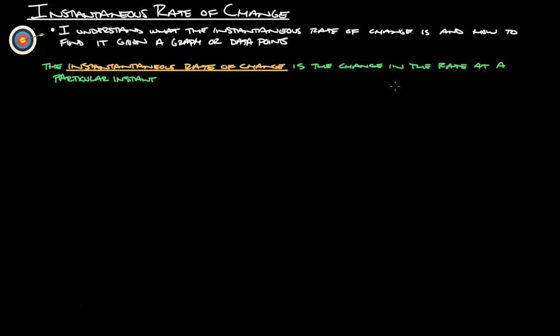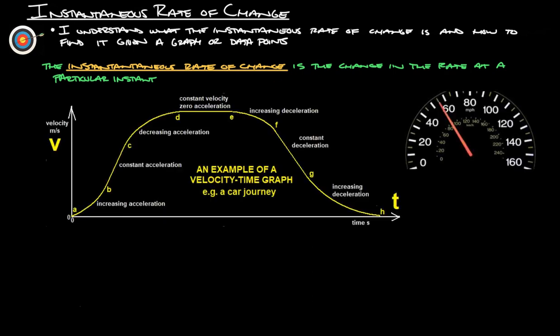Okay, so I know that's kind of a weird concept. Let me throw this at you right here. Here's an example of a velocity time graph. It's a car journey. So basically here you are, you're starting out, and then this is time here, and this is velocity, right? Meters per second, so your speed.